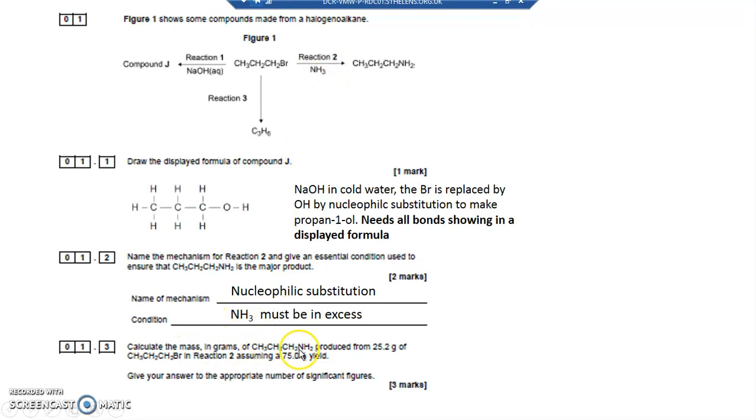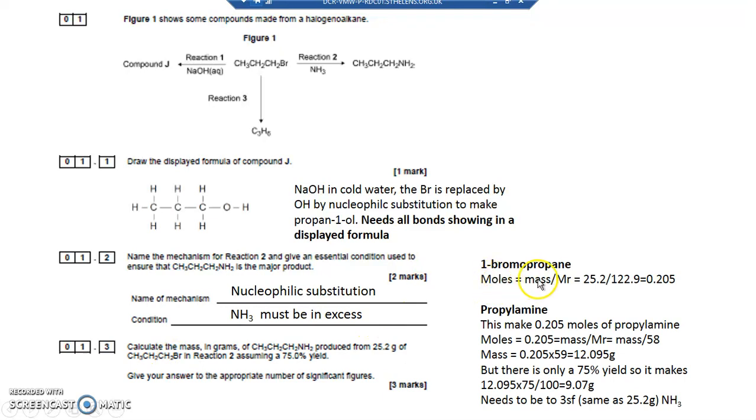Calculate the mass in grams of propylamine produced from 25.2 grams of 1-bromopropane in reaction 2, assuming a 75% yield. Well, let's work out what the yield would be if it were 100%, and then we can convert it to 75% at the end. 25.2 grams of 1-bromopropane. So what I've got to do first of all is moles is mass divided by Mr. I've got to work out the Mr of this using a periodic table, and it turns out to be 122.9. Moles is mass divided by Mr, so 25.2 grams of this divided by Mr, I've got 0.205 moles.